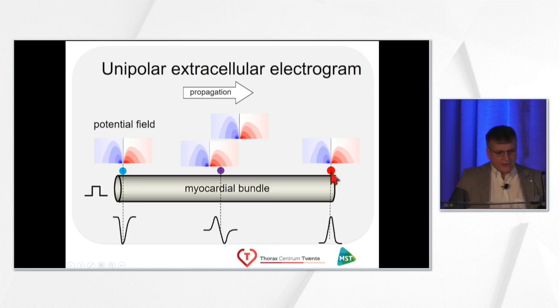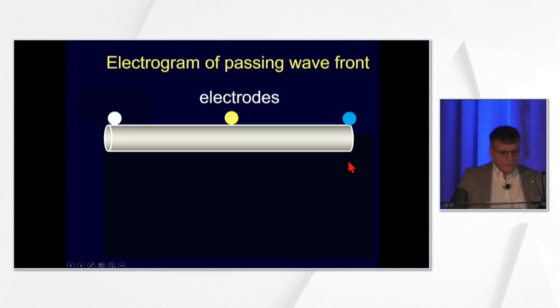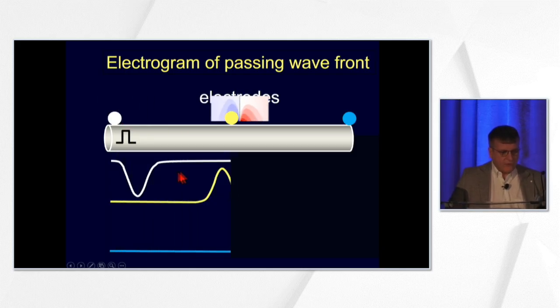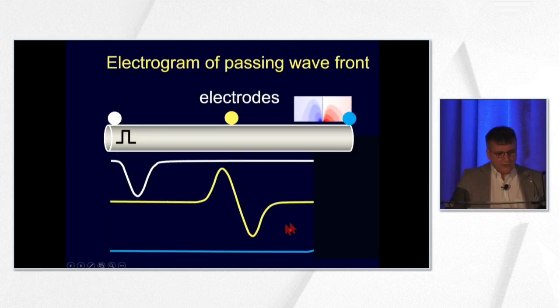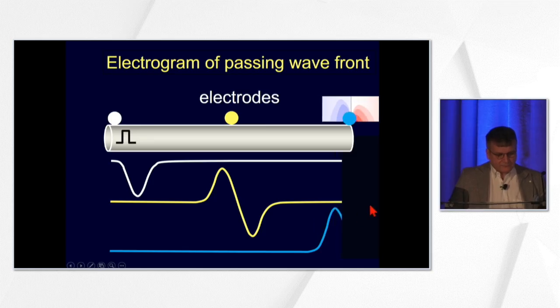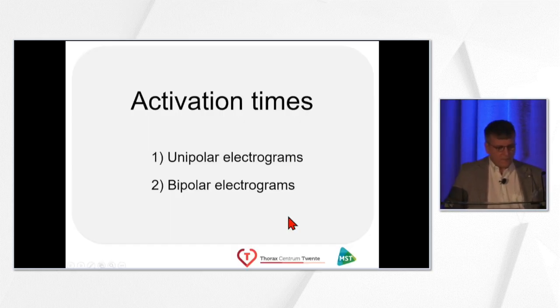And the electrode located at the end of the bundle will always only be located in the positive part of the potential field, and therefore only a positive deflection will be seen. So if you want to see that in a small animation, then you can see that if you stimulate this and you look at the traveling of the potential field across the bundle, then you can see the morphology of the electrograms appearing as the activation front spreads along the bundle.